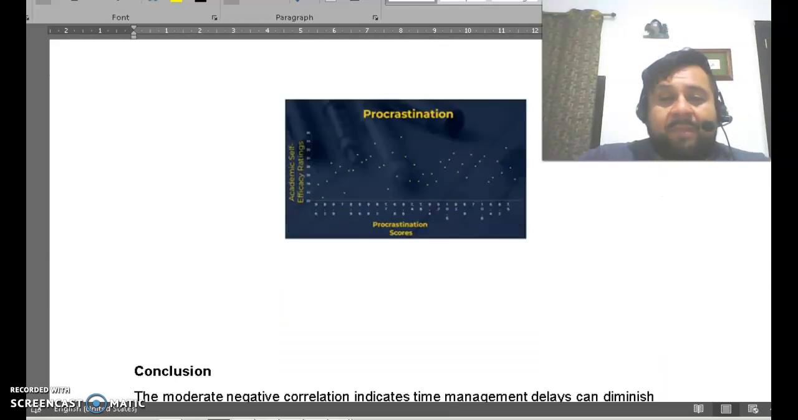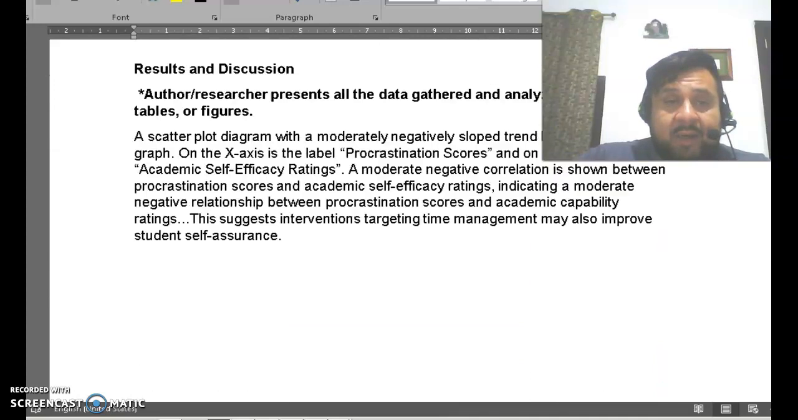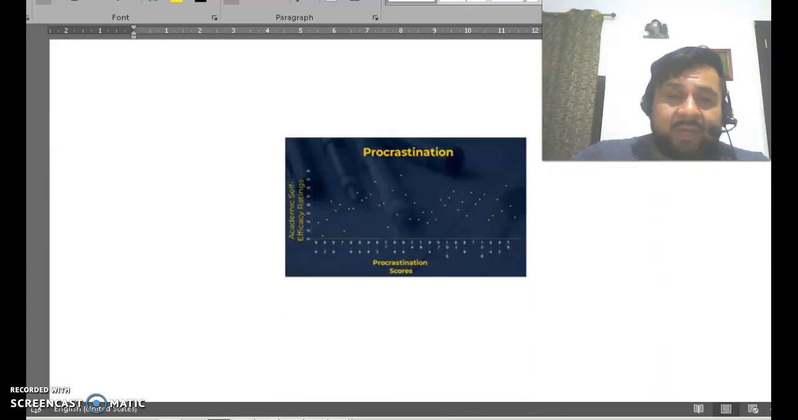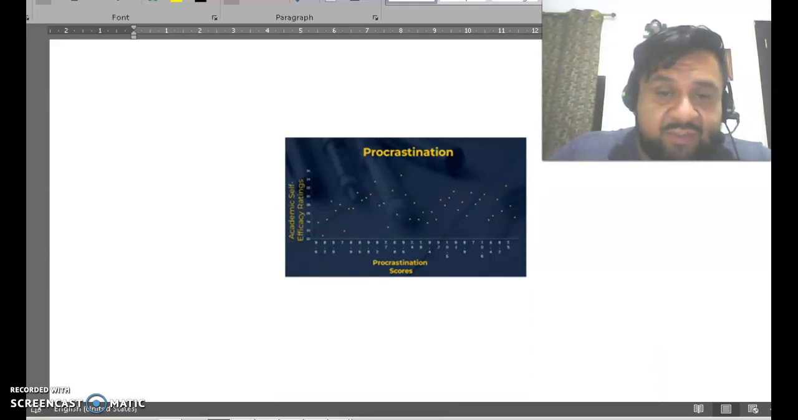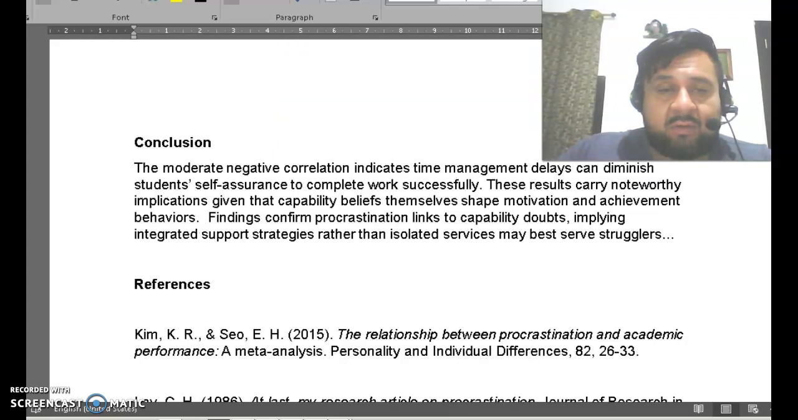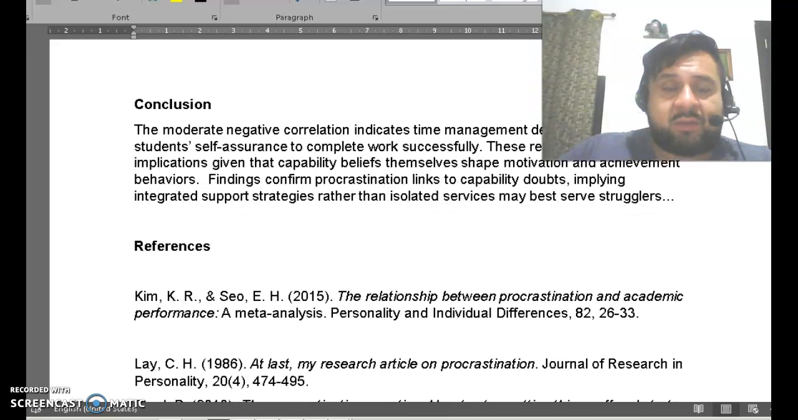Here we have this, as you can see, the scatter plot diagram. Over here you can see the relation between academic self-efficacy ratings and the procrastination scores. We continue with the conclusion.